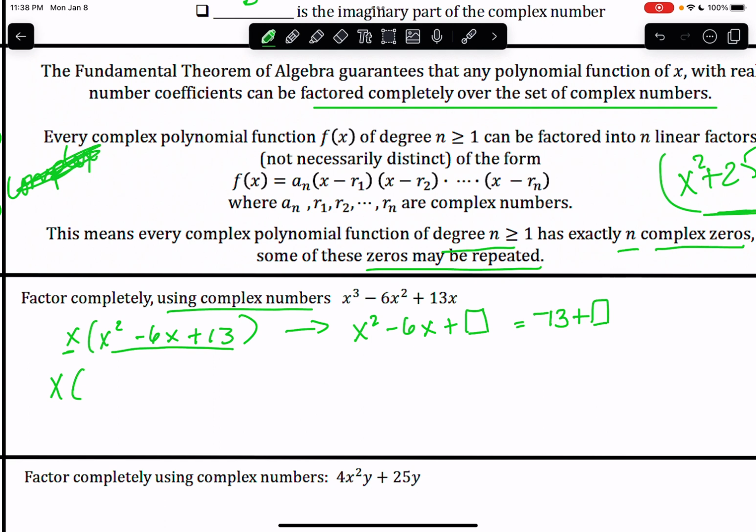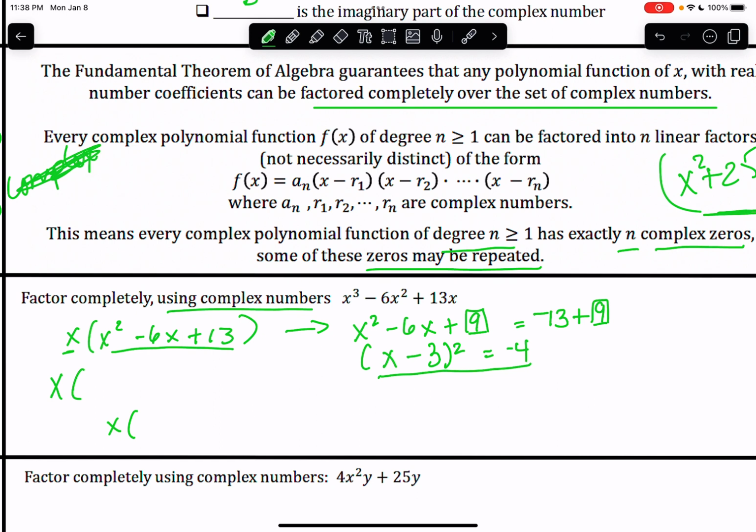Okay, and so this is going to be half of 6, which is 3. 3 squared is 9, so I'm going to add 9. So this factors to x minus 3 quantity squared. And then you have over here -4. So far I have a factor of x, and I'm not done here. I have to say what this becomes.